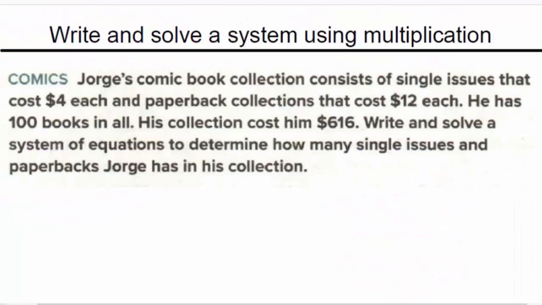For our next example, they want us to write and solve a system using multiplication. So we got George's comic book collection. He has a collection that consists of single issues that cost $4 each, and then paperbacks that cost $12 each. I might have to multiply those together, no problem. He has 100 books in all. Okay, that sounds like a total, so I'm going to box that in. His collection cost him $616. That sounds like a total also.